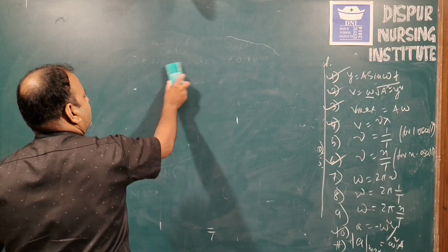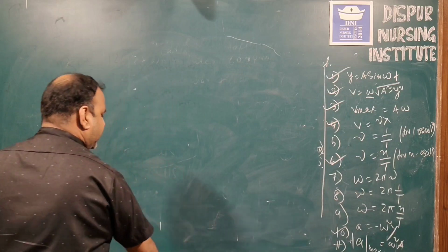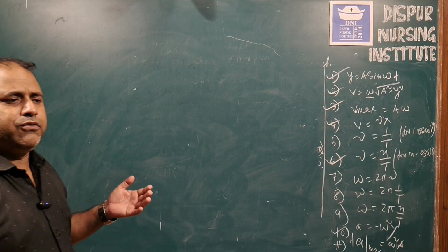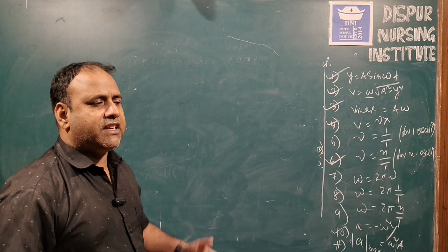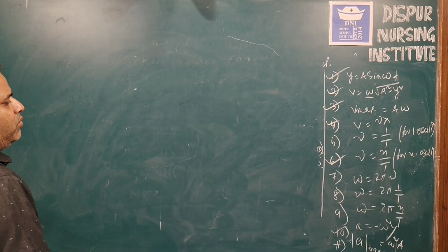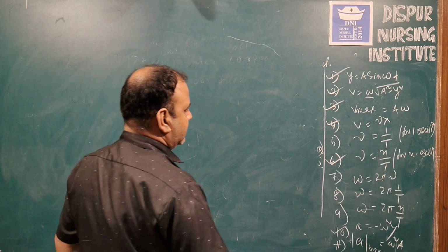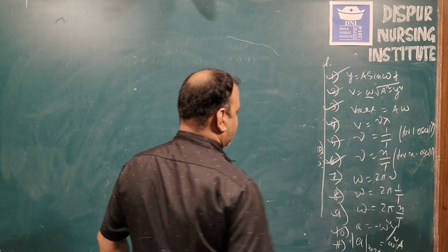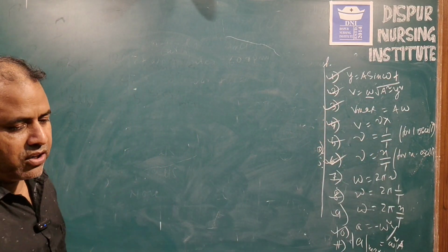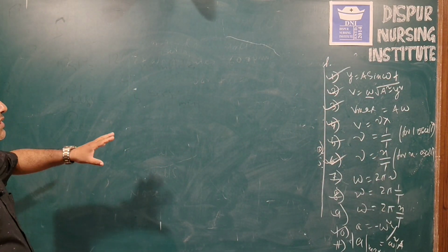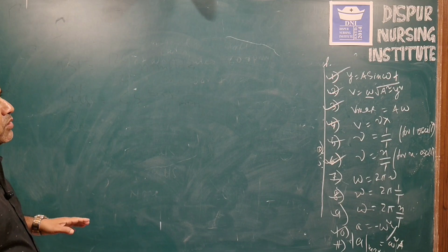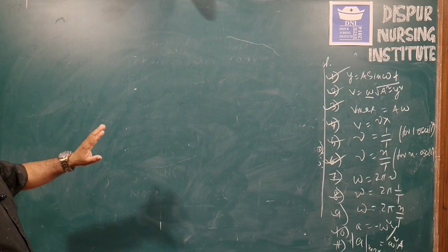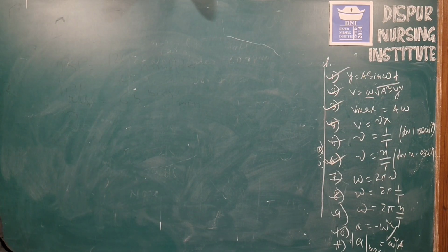So dear students, you always remember, in this chapter you have to be very strong in the mathematical part. Now you can see this part is discussed already. I have discussed all this part already. Now this is the equation of simple harmonic motion, velocity, acceleration, maximum acceleration, which I have already given to you.